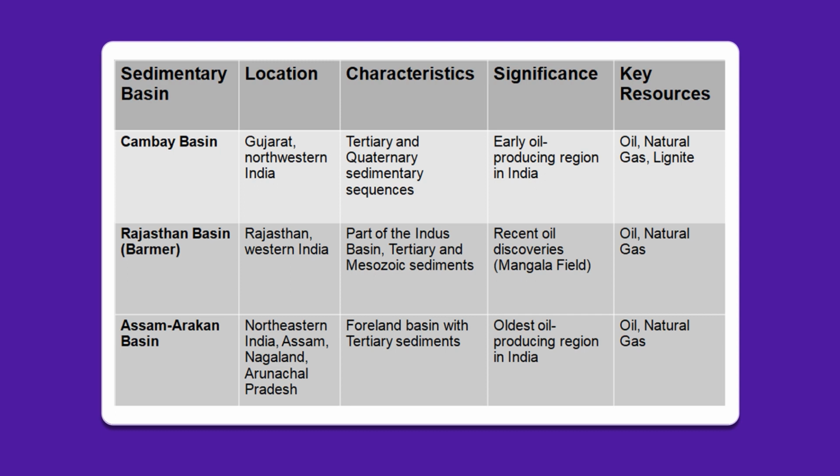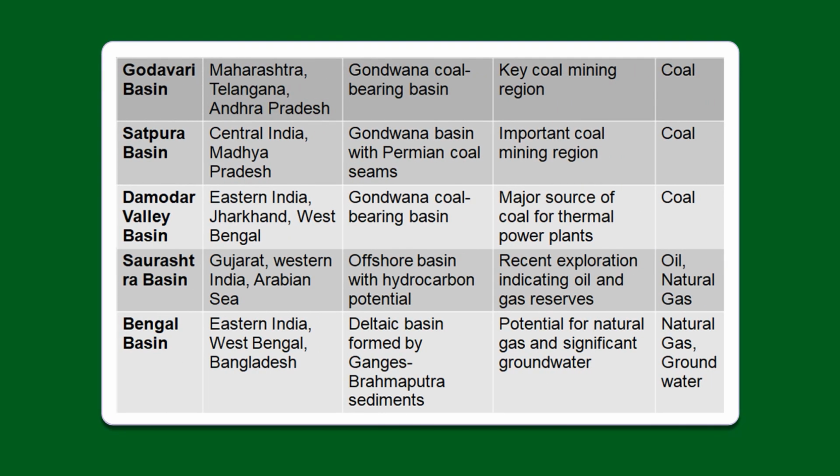Vindhyan basin is in central India and is characterized by Proterozoic sedimentary rocks. It is significant for minerals and not major for hydrocarbons. Godavari basin in Maharashtra, Telangana, Andhra Pradesh is a key coal mining region. Satpura basin is again important for coal mining, coal resources. It again is in central India.